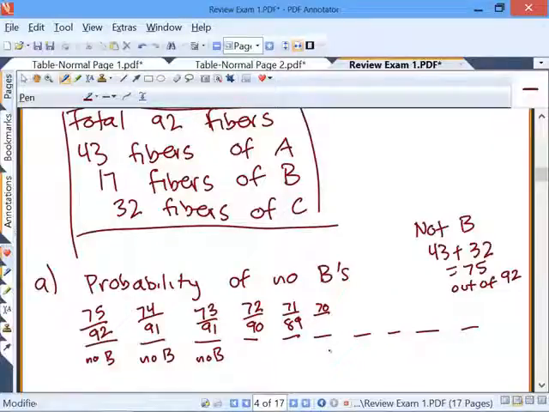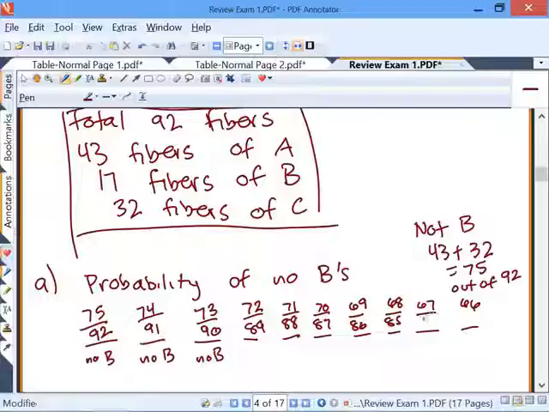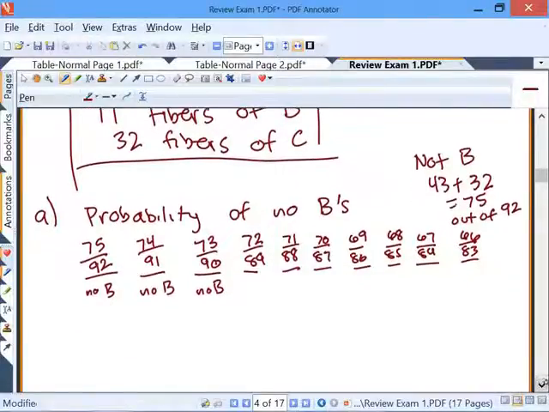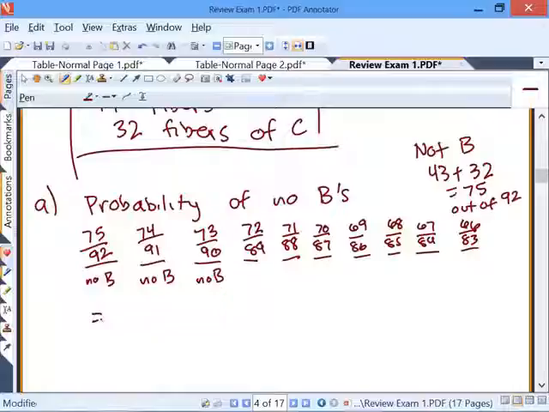We should change this. I did 91 twice? Yeah, thanks. Okay, so let's try 73 out of 90, 89, 88, 87. Let's see, so this is going to be 69, 68, 67, 66, 86, 85, 84, 83. At this point, it's going to take a little while to put in, right? But we can try it.